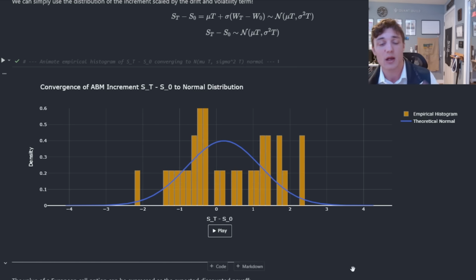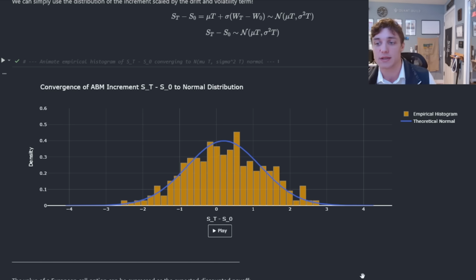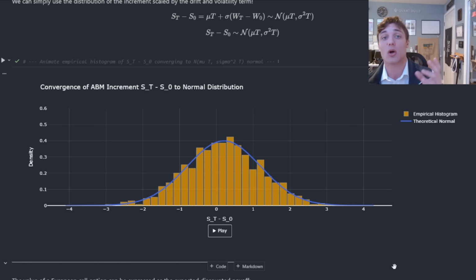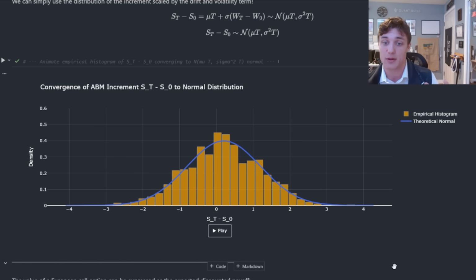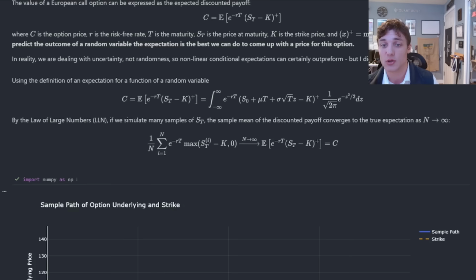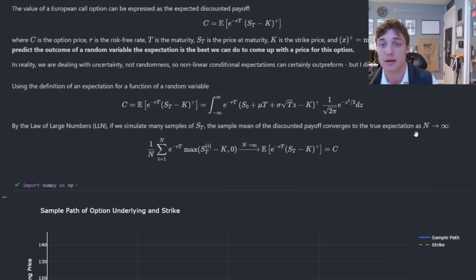Just as above, we can observe that convergence of the empirical increment to the theoretical one, not just for Brownian motion, but also for this arithmetic Brownian motion. That's exactly what you see here, and that's how we can also go about pricing these European option contracts. Remember earlier, I said we're dealing with a random variable. The best guess that we can produce is what?